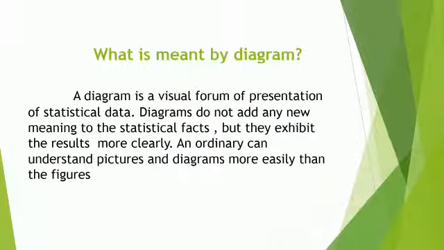What is meant by a diagram? A diagram is a visual form of presentation of statistical data, highlighting the basic facts and the relationship. If we draw a diagram on the basis of data collected, it will easily be understood and appreciated by all, because it is easily understandable, readily intelligible, and saves time and energy. An ordinary person understands pictures and diagrams more easily than figures.